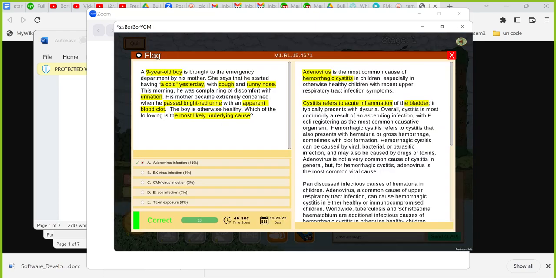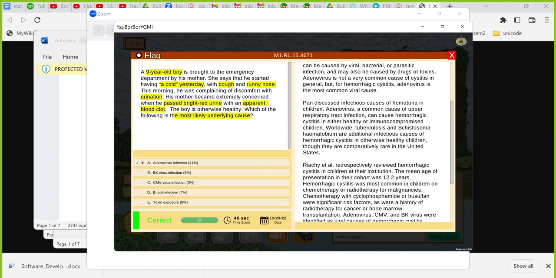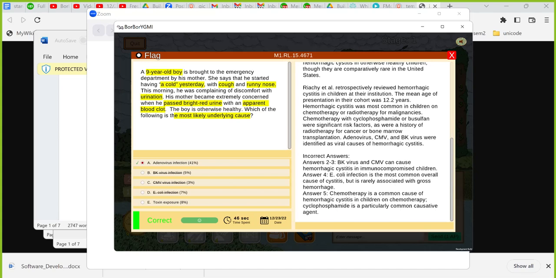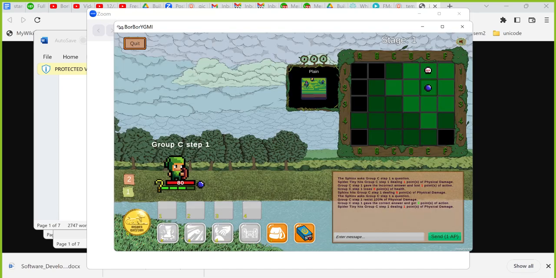Let me make sure. Yeah, so toxins is not really a very good answer. So we talked about BK virus and CMV can cause hemorrhagic cystitis in immunocompromised children.